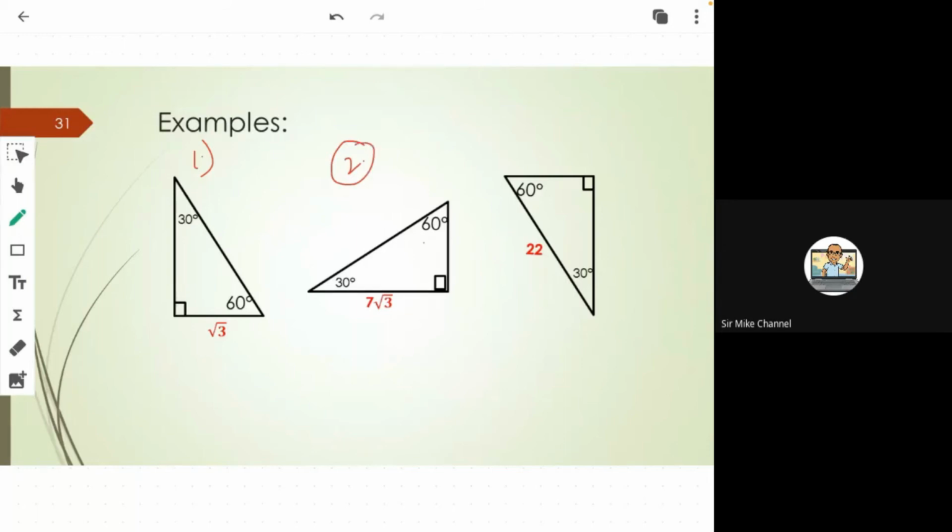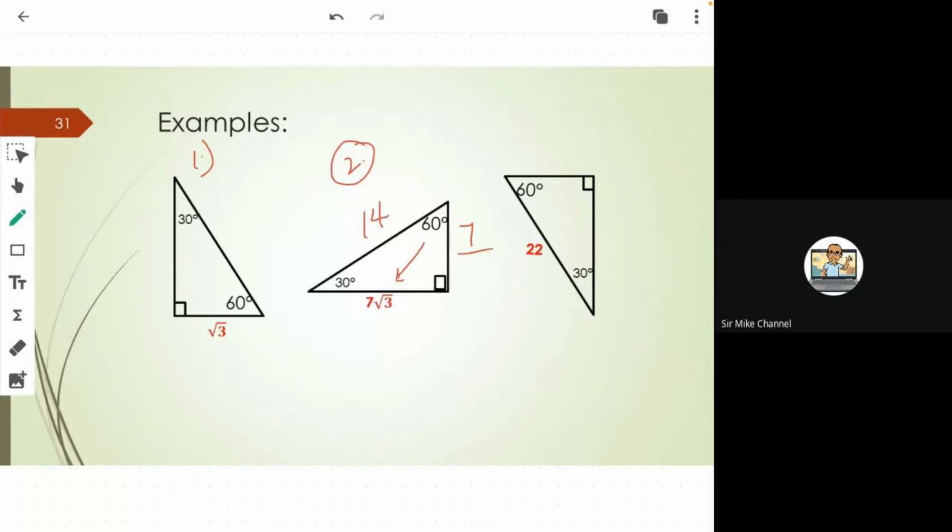Ito yung longer leg natin. Anong measurement natin dito tsaka ng hypotenuse? Sa may hypotenuse po, sir, 14 po. Tapos sa may short leg po, sir, 7 po. Okay, correct. So, 7 natin dito, and then the hypotenuse is 14 kasi given the longer leg.